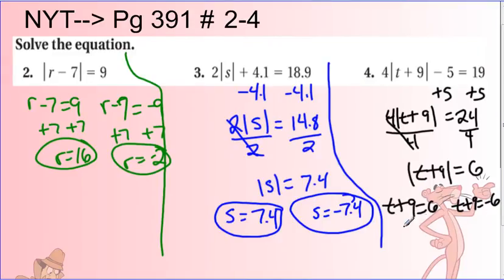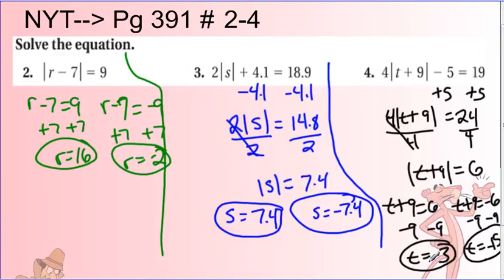Solve each independently, so I subtract 9 on both sides. t equals negative 3 here. Subtract 9 on both sides. t equals a negative, I'm out of space, 15 there. Negative 15. Yeah, we fit it.